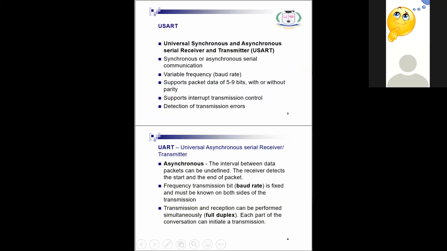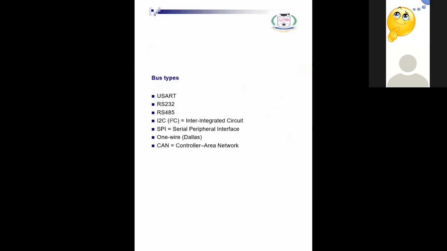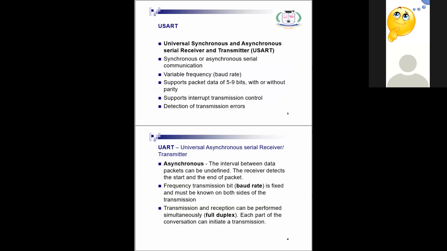These are the various protocols. So we will see one by one. Now, actually I have put it about that so many bus types are there. So USART, and we all know, USART, Universal Synchronous and Asynchronous Receiver and Transmitter. Then UART, we all know, Universal Asynchronous Serial Receiver and Transmitter. So mainly this USART and UART.